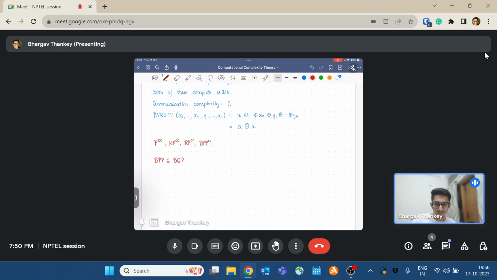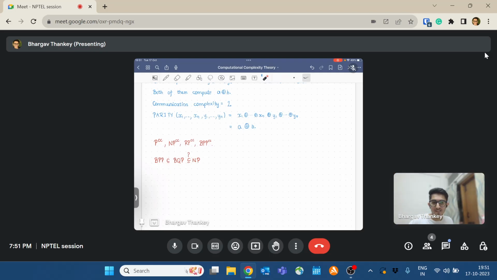So we have BPP and BQP. You can think of it like this: classical randomness, then you have quantum computers, and then you have non-determinism. So it's like this hierarchy. We know that BPP is in BQP. We do not know if BQP is in NP or not. This we do not know, but we believe that this is strict.